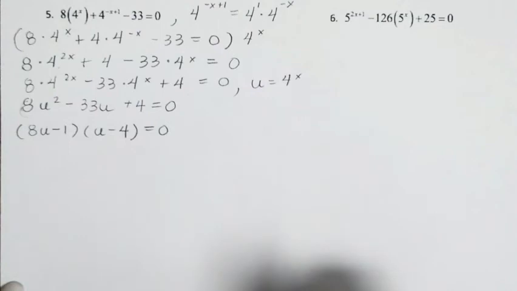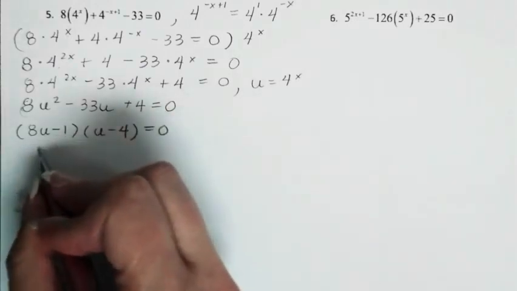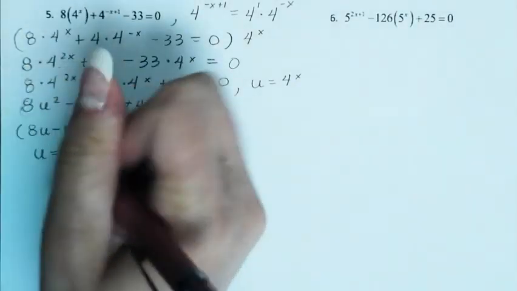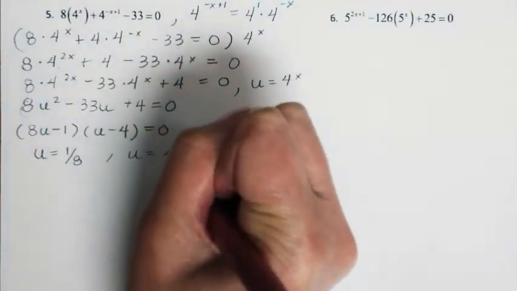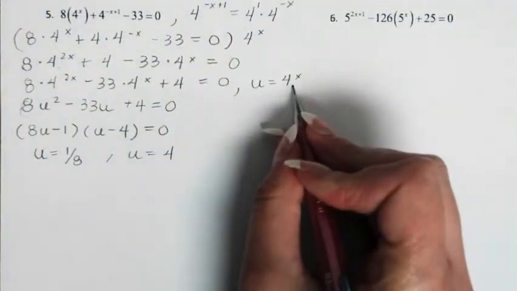So that's how we can factor. You could also use the quadratic formula, right? But that's too much for me. So now you know that basically your u is going to be equal to 1 over 8 and this u is going to be equal to 4, but you need to go back to your u.